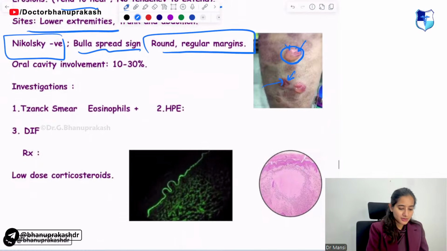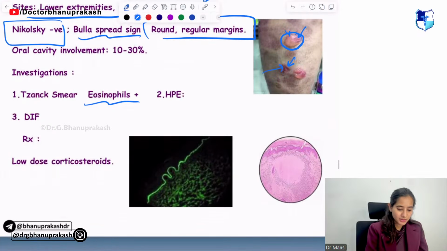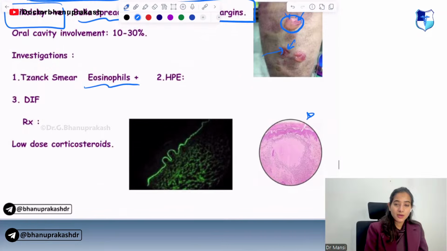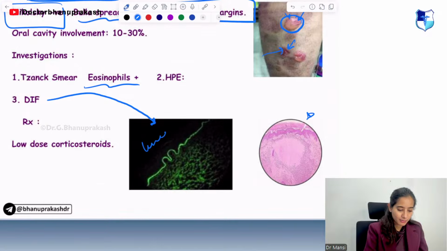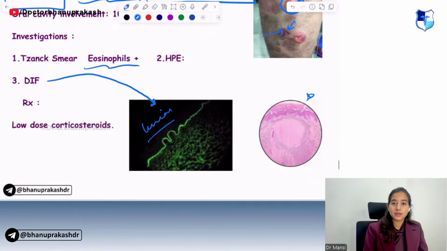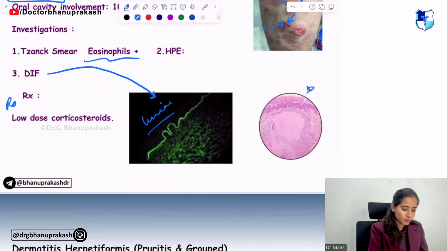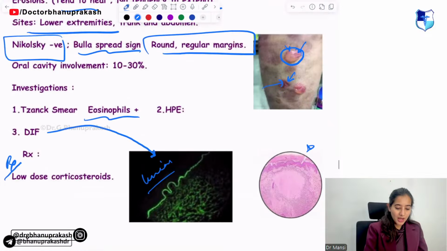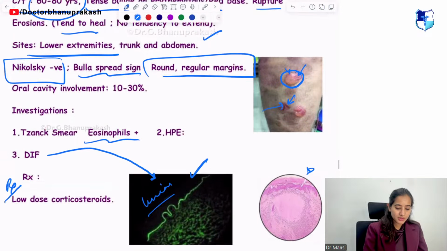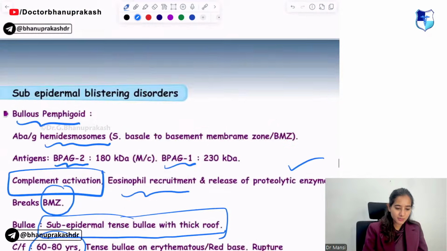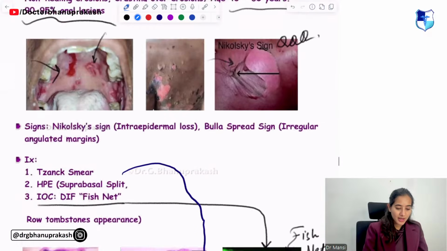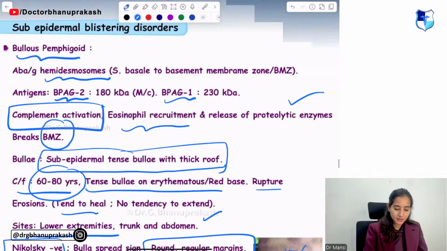Fine, then on the Tzanck smear you can see eosinophils. You can appreciate the histopathological image. Most importantly, this is your direct immunofluorescence image which shows a linear pattern. Okay, so this is treatment, you give low dose steroids. That is all. So I would suggest you go for the direct immunofluorescence image in both of the conditions, and then where it is involved.